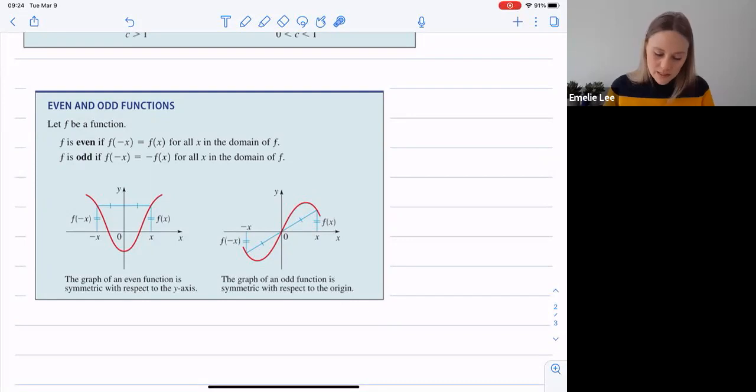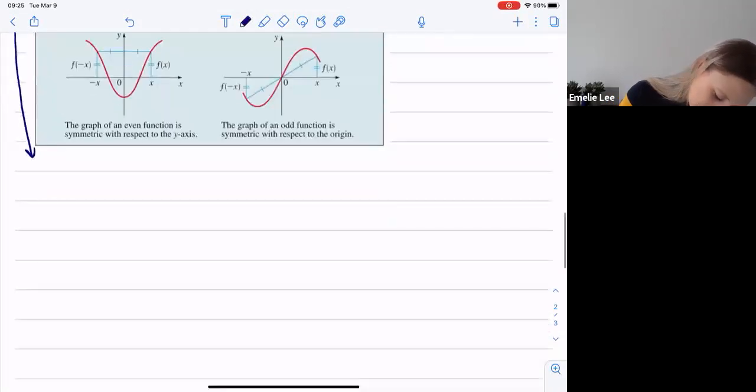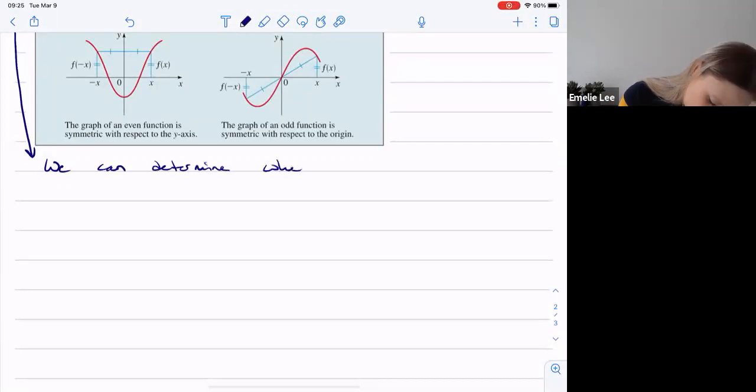But that's what it is. So for me, being able to check if it's even or odd by looking at f of negative x and manipulating, that's the easiest way. So we can determine whether a function is even or odd.